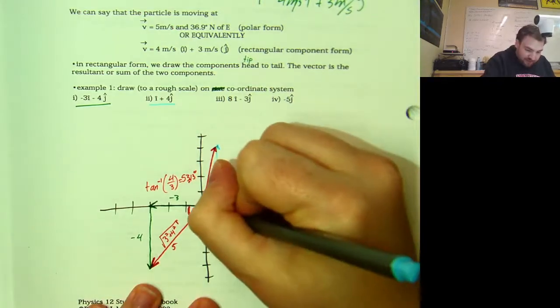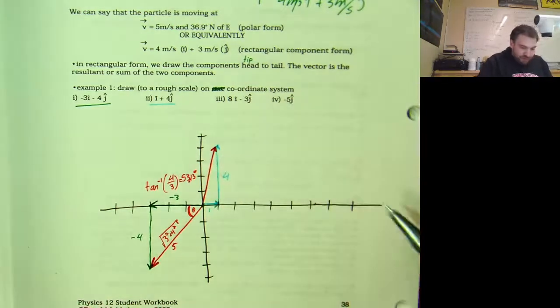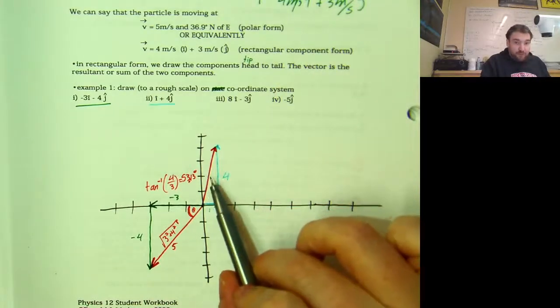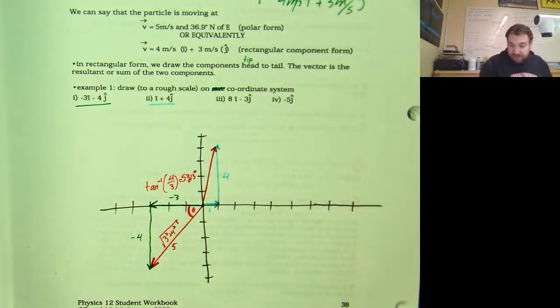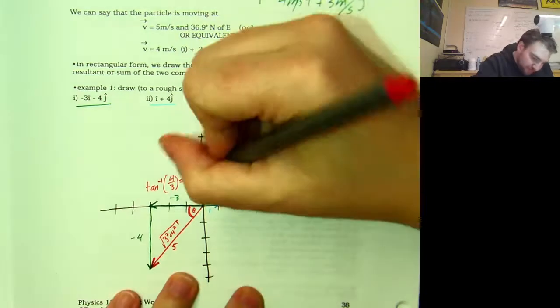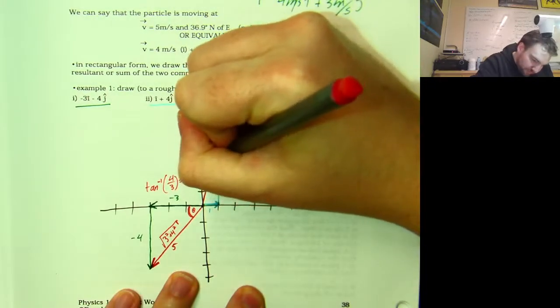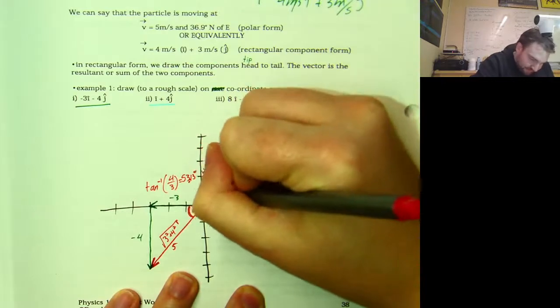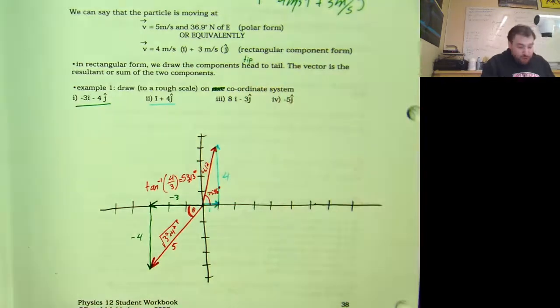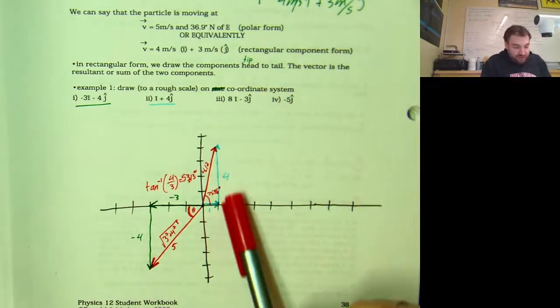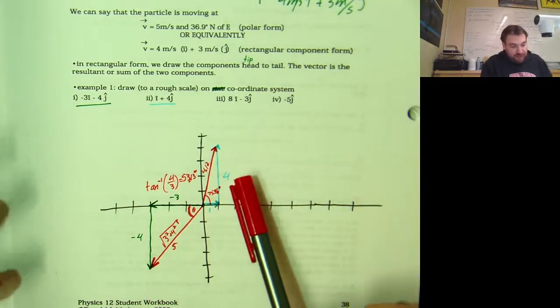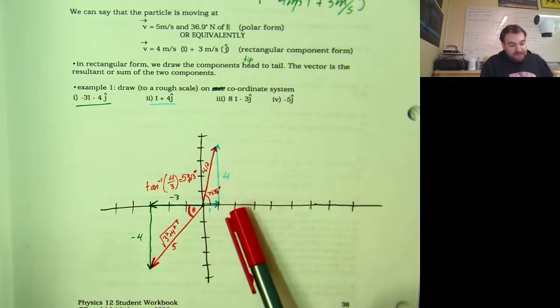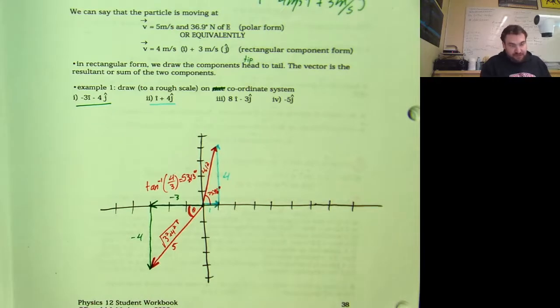This guy's 1, this guy's 4. So this guy here is going to be the square root of 4 squared plus 1 squared. I've done the calculation already. This is going to be 4.12. And this angle in here is 75.96 degrees. So in component notation, we've got I hat plus 4 j hat. In polar notation, we've got 4.12, 75.96 degrees north of east. Let's do the next one.